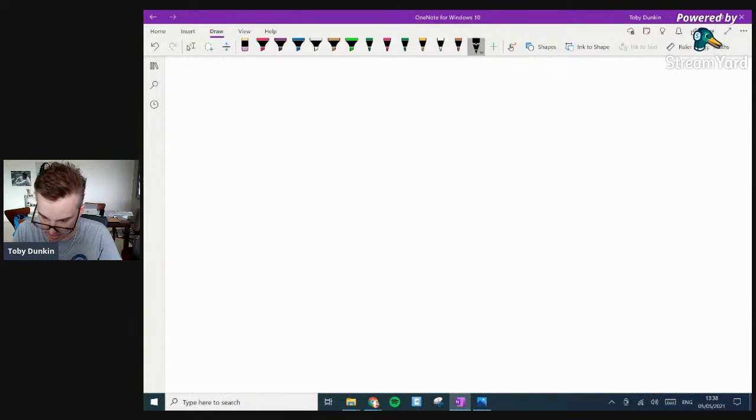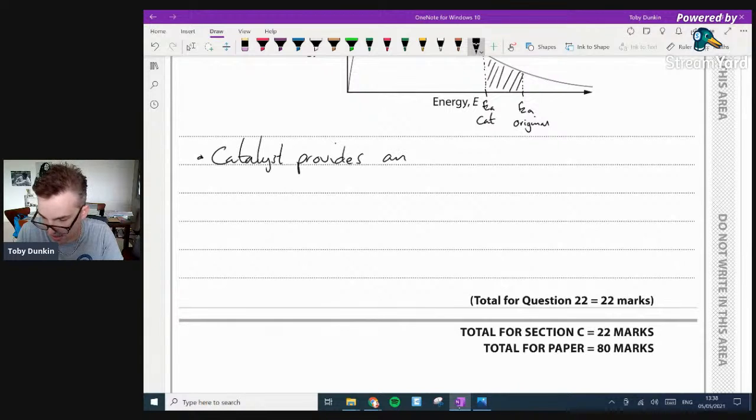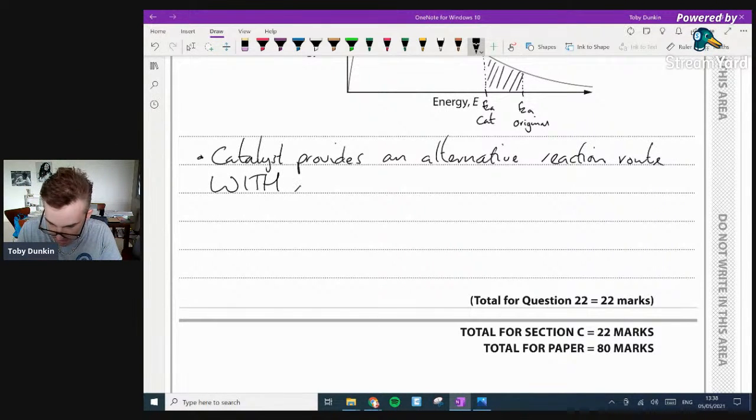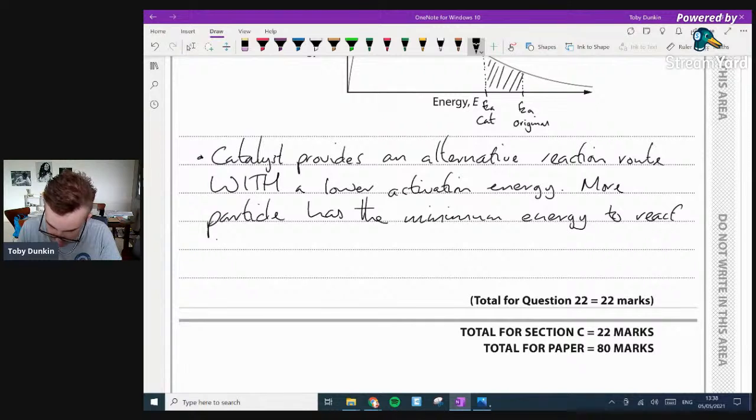Explain how a catalyst speeds up the reaction. So, catalyst provides an alternative reaction route with a lower activation energy. More particles have the minimum energy to react, so more successful collisions.